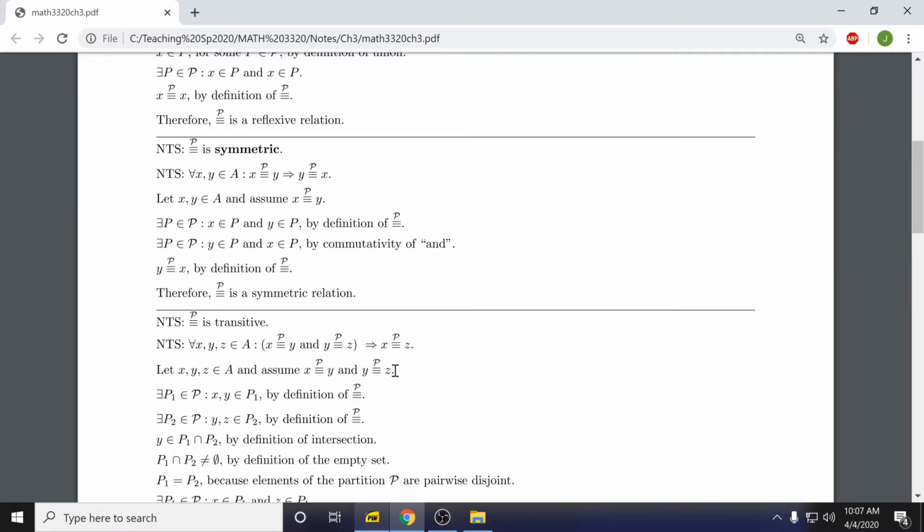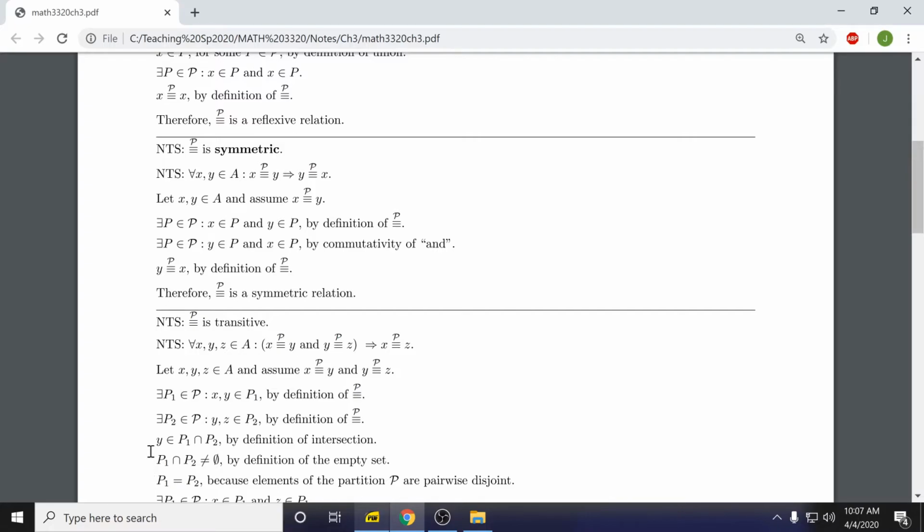And if y is related to z, there is also a partition element. But the thing is, it might be a different one. In theory, hypothetically, it's possible that this partition element might be different. So we're going to give it a new name. We're going to call the first one P1 and the second one P2. So there is a P2 in the partition such that y and z are in P2 by definition of this relation. But we're actually going to prove very quickly that P1 actually has to be equal to P2.